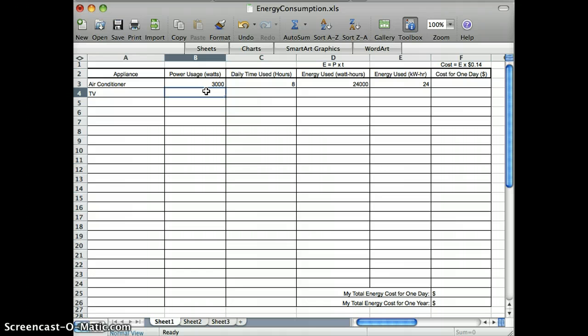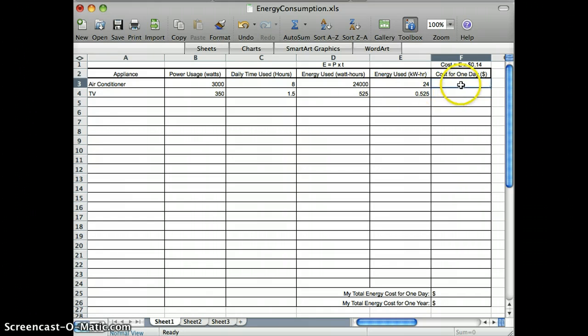Now my TV I'm going to do a little differently. I'm actually going to look on the back of the TV to see what my power rating is. So I'm going to look, and I found out mine is about 350 watts. And we'll say I watch about 1.5. You can see here you can estimate and adjust hours per day. So when I calculate that out, I'm going to take my 1.5 times 350 to get about 525 watt hours. That's how much energy I'm using. But they're not going to charge me for that. They're going to charge me for kilowatt hours. So that's only 0.525 kilowatt hours.